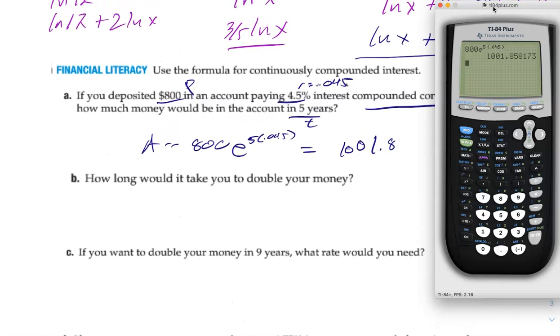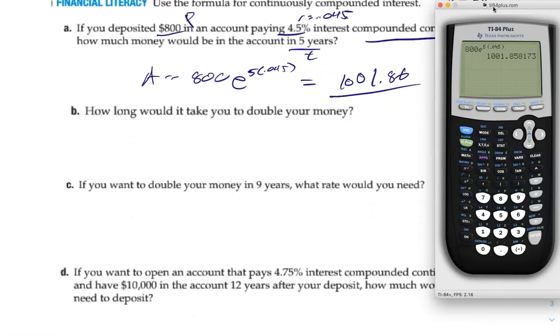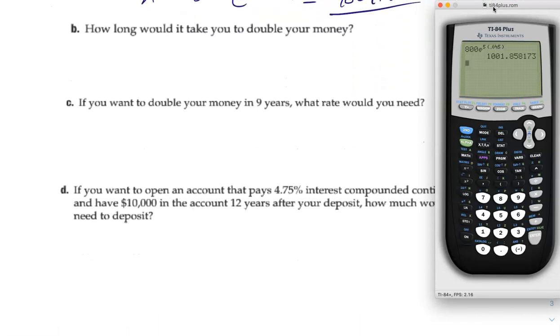Come on. There we go. $1,001.86 after 5 years. So you gain about $200. Not bad. How long will it take you to double your money?